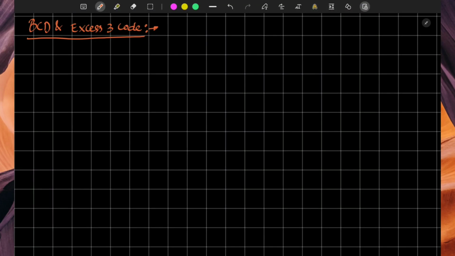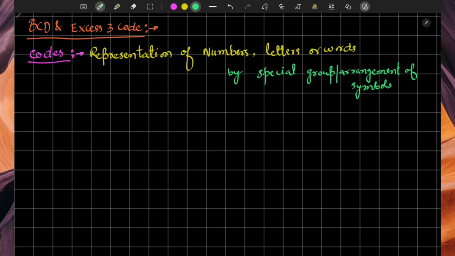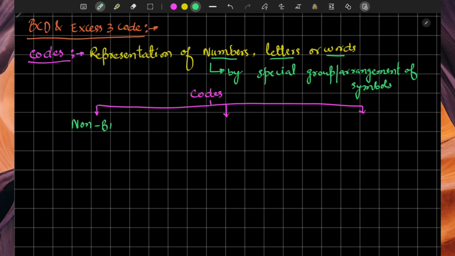Today our topic is BCD and XS3 code. Before going through these, we will briefly introduce what we mean by codes. By codes, we mean a representation of numbers, letters, or words by a special group or arrangement of symbols. Codes can be classified as non-binary codes, binary codes, and alphanumeric codes.